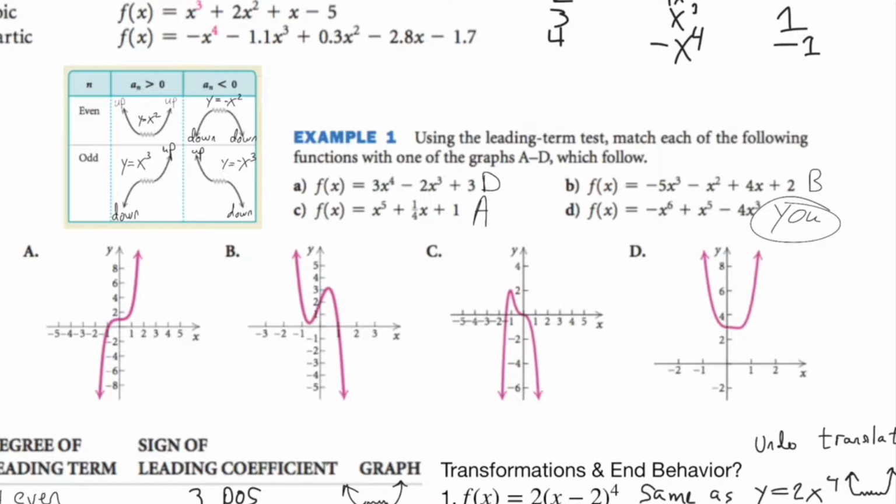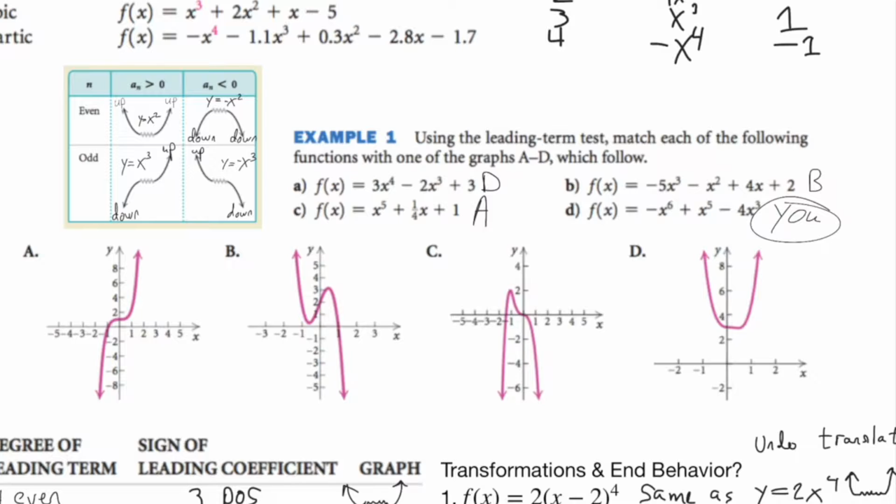C, I can say that it matches with A because we've got an odd degree and a positive leading coefficient. Therefore, it'll have the same end behavior as y equals x cubed. That's down, up end behavior right here.